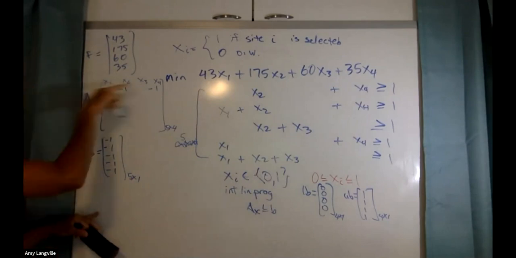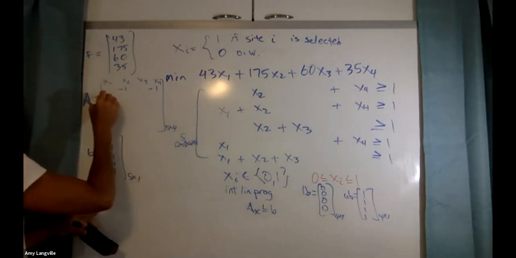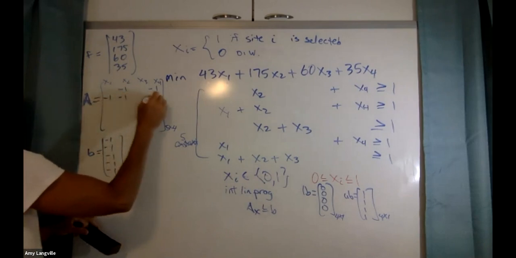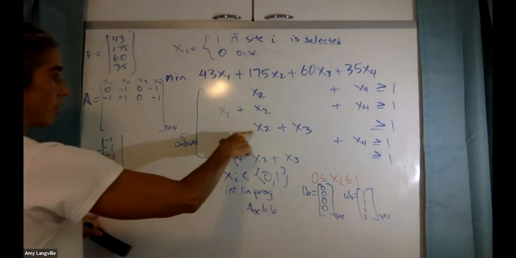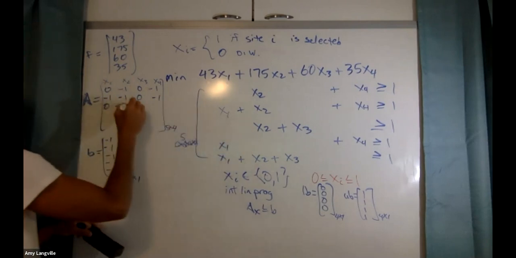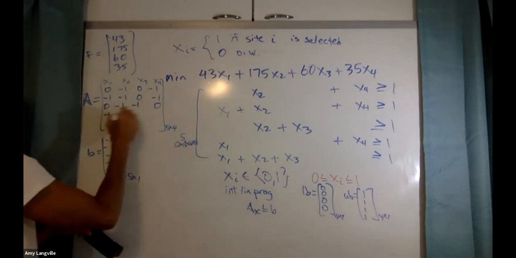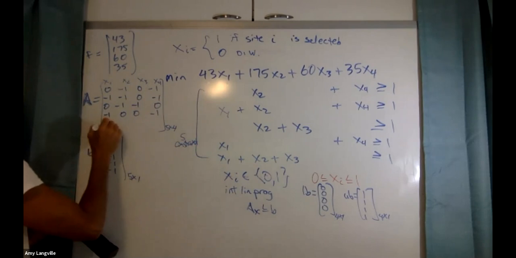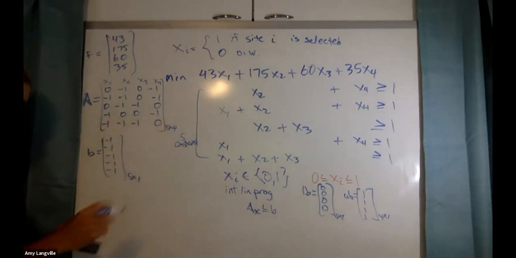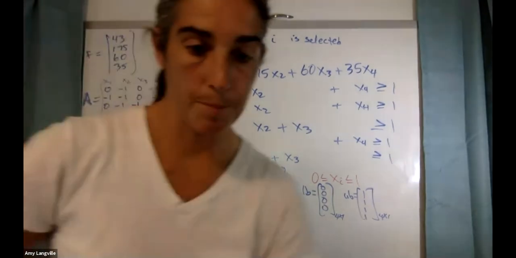All right, so I just need to fill in 4 more rows of A. The next one is -1, -1, -1. The third one is 0, -1, -1, 0. The fourth one is -1, 0, 0, -1. And the fifth one is -1, -1, -1, 0. All right, so let's go to MATLAB, see what happens with this.